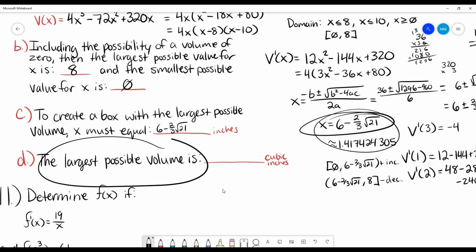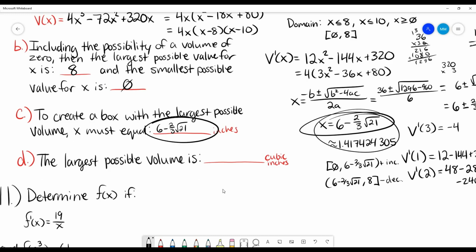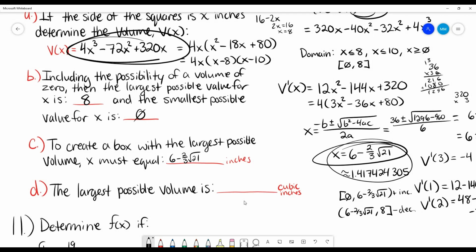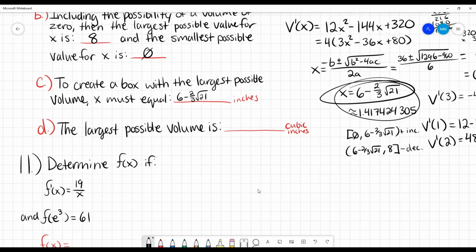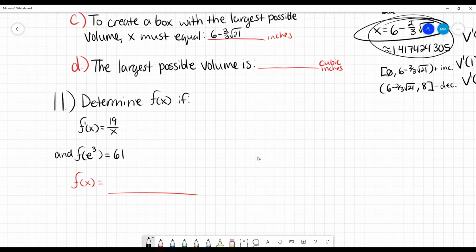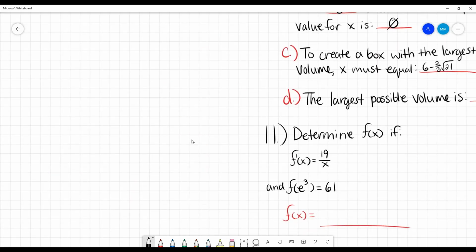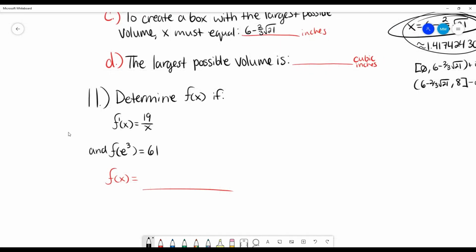Anyway, to find the largest possible volume, whatever your x ends up equaling, you just plug back into your actual function for the volume, and that's your answer there. I'm not going to do that now because I think I might have messed this up, and it's kind of pointless just to put the wrong answer down. But generally that should work.